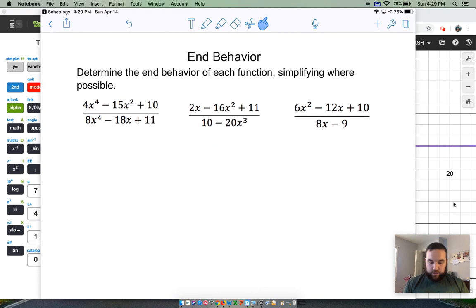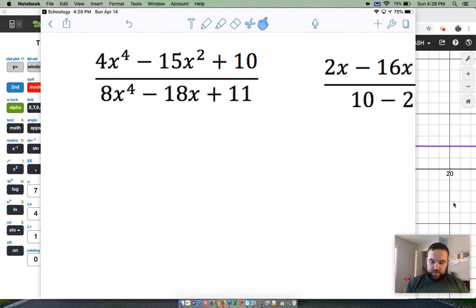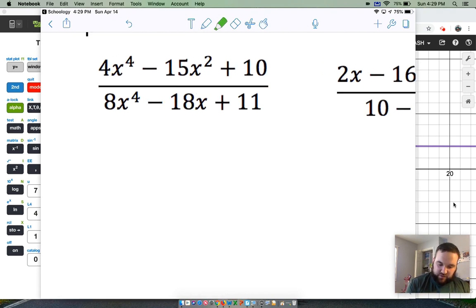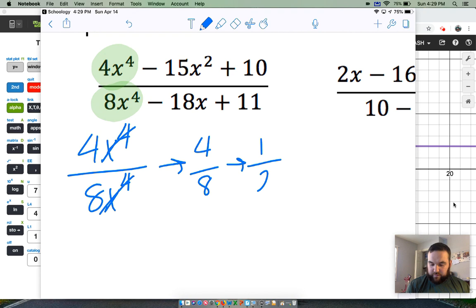Okay, so we're going to practice with this end behavior stuff. If I look at just the highest power, again, I'm not looking at the highest number, like this is 15, that's the biggest coefficient. I'm looking for the biggest power on top and the biggest power on bottom. This then becomes 4x to the fourth over 8x to the fourth, and I want to try and simplify this. The x to the fourth can cancel out, which gives me 4 over 8, and then 4 over 8 I can reduce to 1/2.